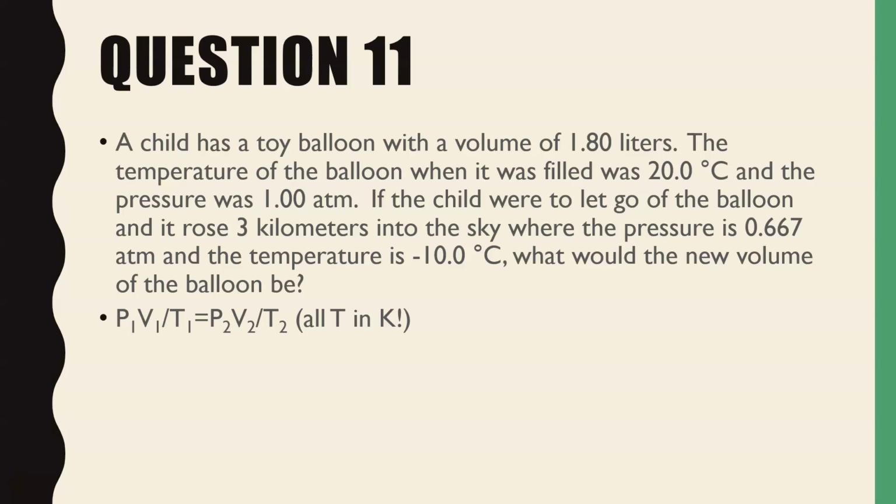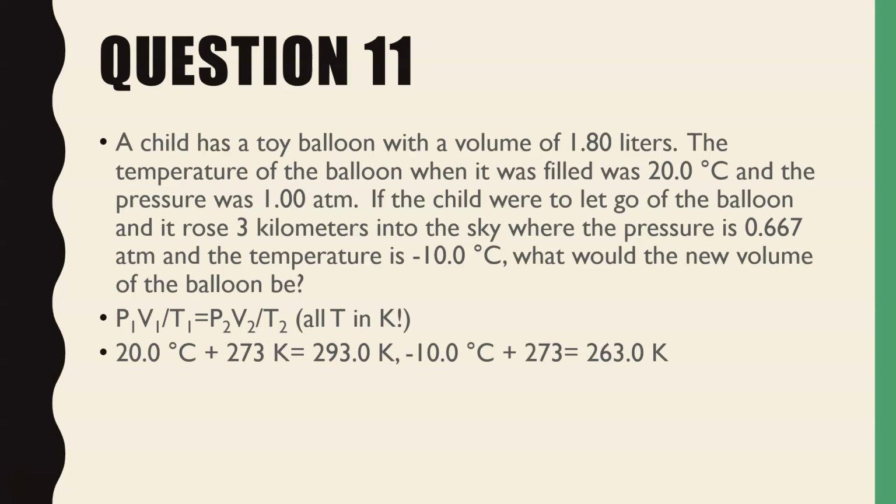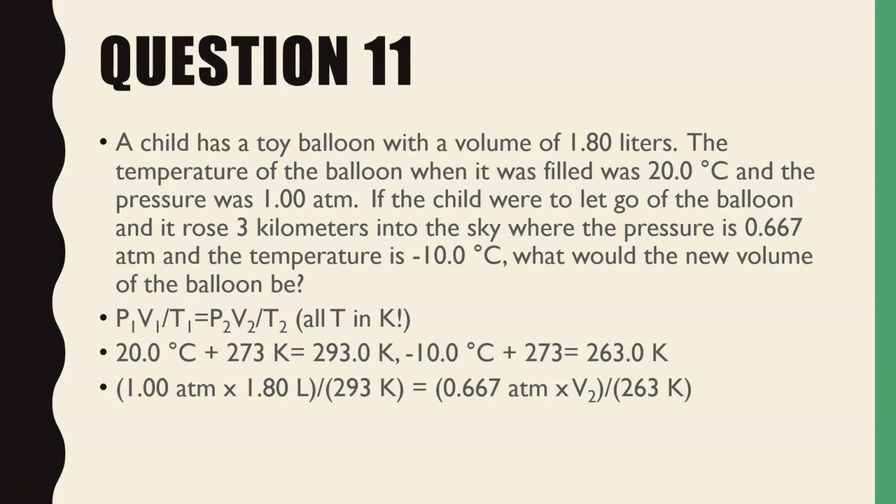As always, all of our temperatures need to be in Kelvin, so right off the bat, I add 273 to both of them to take 20 degrees Celsius to 293 Kelvin and to take negative 10 Celsius to 263 Kelvin. From there, I'm still just plugging into my formula like I have for all of my other problems so far. So as I read my problem, I'm filling in my information into the appropriate part of the formula.